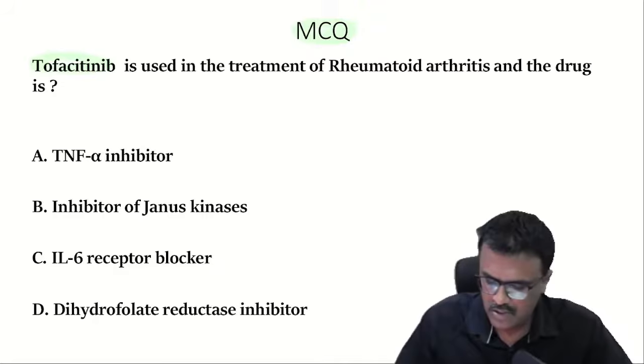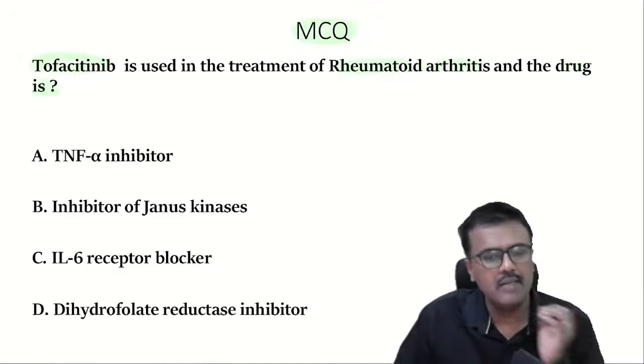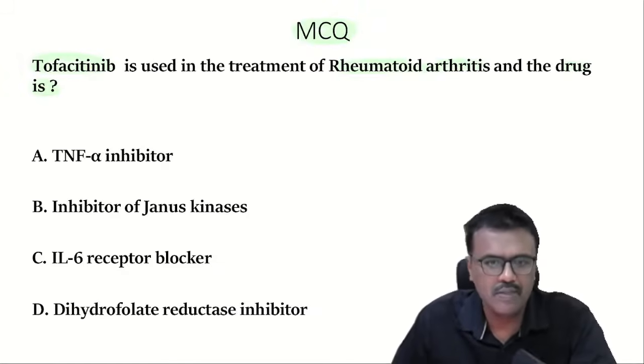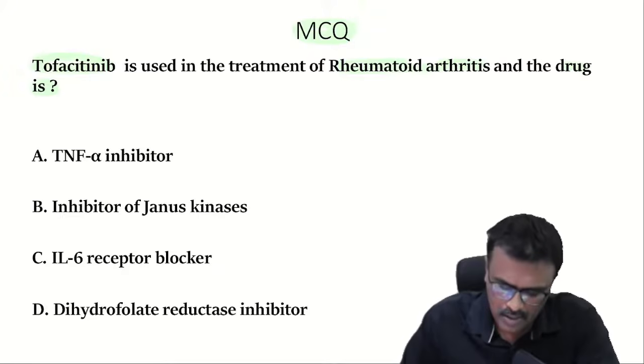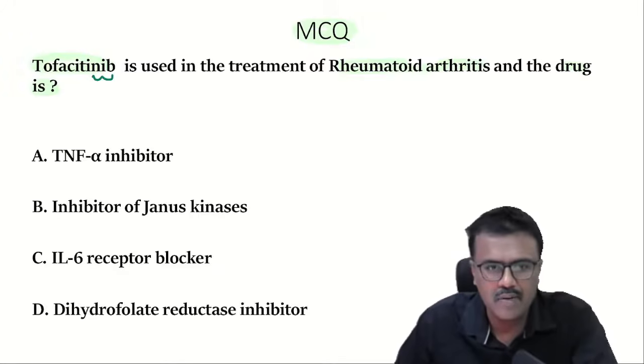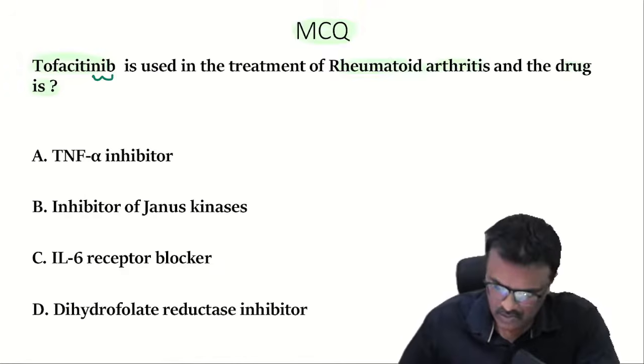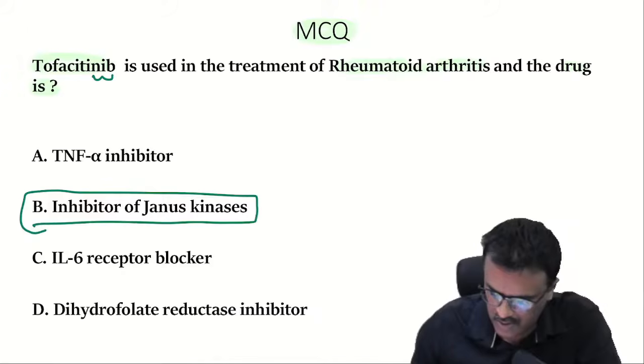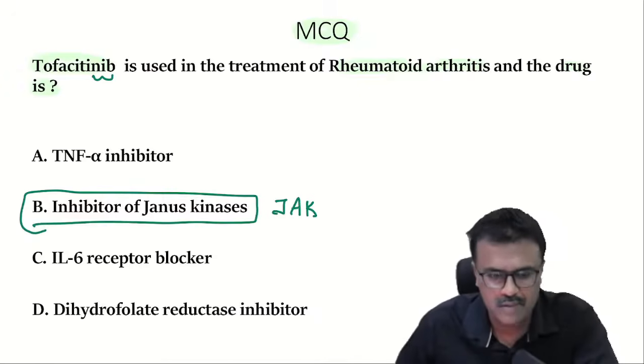Tofacitinib is used in rheumatoid arthritis. Rheumatoid arthritis is a very common condition that comes in medicine, ortho, and pharma, so they will ask you the mechanisms. Anything ending with a nib is a tyrosine kinase inhibitor, or it can be a JAK inhibitor. So remember, nibs are inhibitors of Janus kinase, what we call JAK. So the answer is B for this.